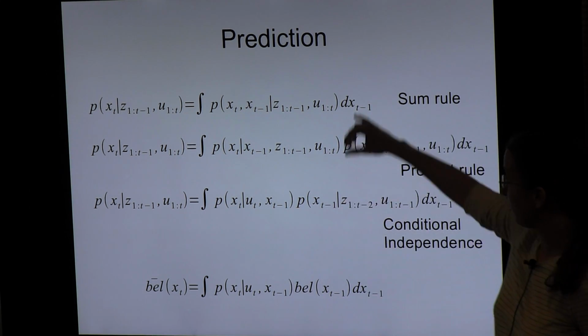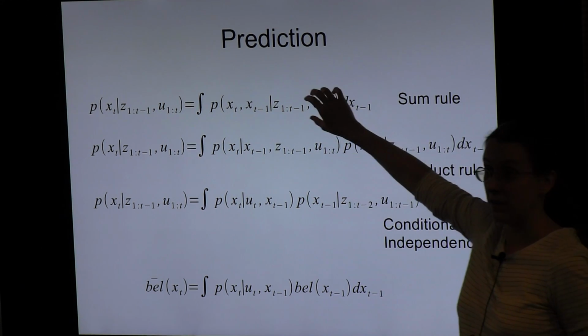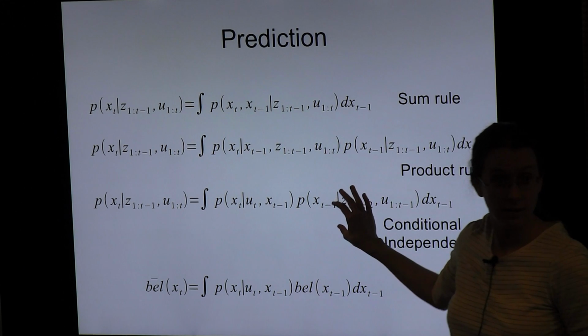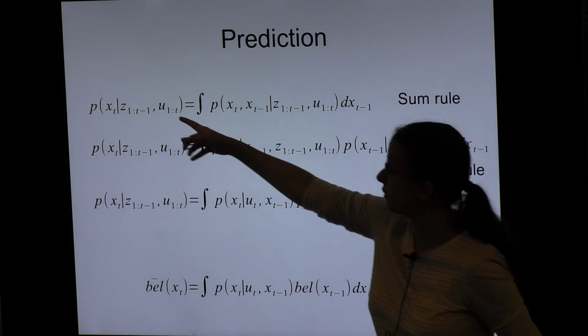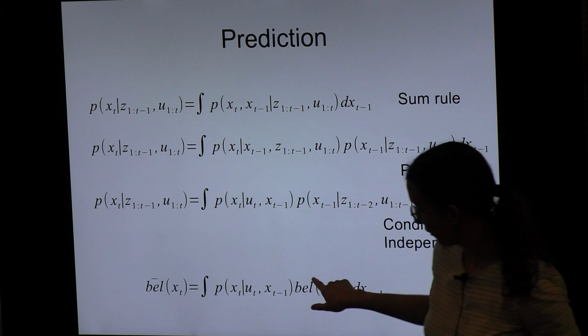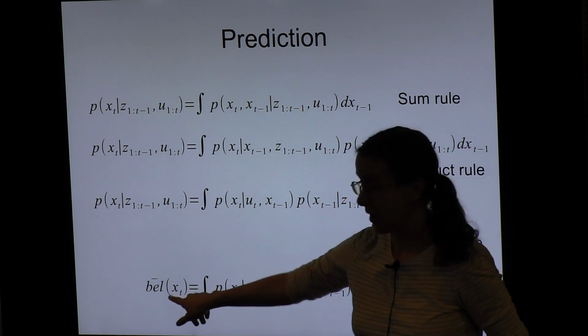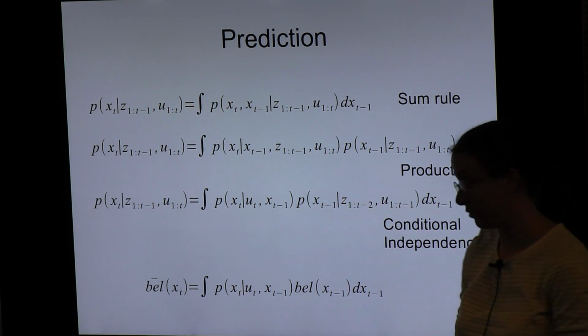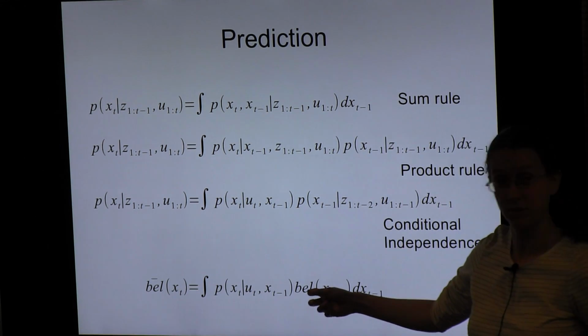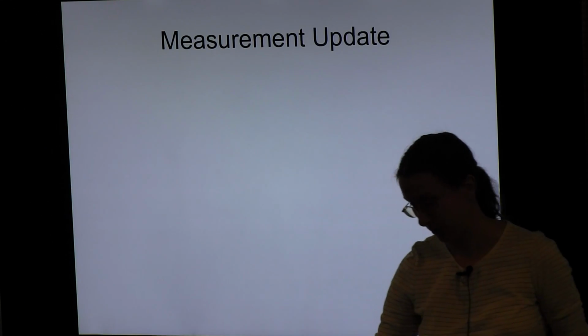We could have made different decisions about the expansions that we did to rewrite this distribution in terms of other stuff. The advantage of doing it in this particular way was we got this nice recursive form where we can write bel and bel bar in terms of each other. So this is writing bel bar in terms of bel. Okay, so now we're going to do the other direction, the measurement update.